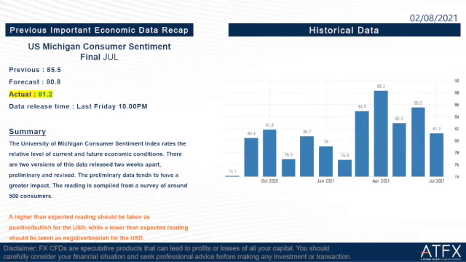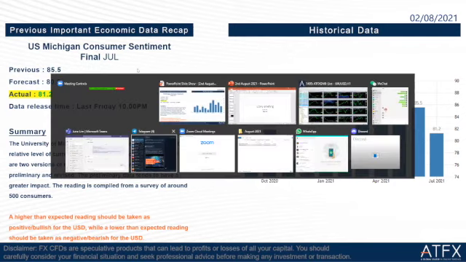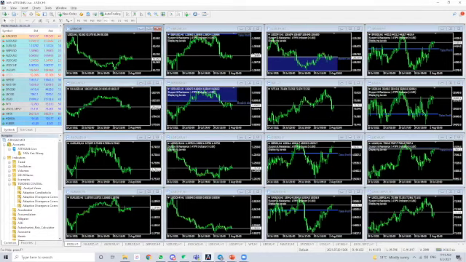The last one is US Michigan consumer sentiment final July. The previous is 85.5. The forecast is 80.8, and the actual is 61.2. So this one actually brings good news to USD because the actual is higher than the forecast. And we go back to the market graph here. The US dollar index went up last Friday night because of this economic data.